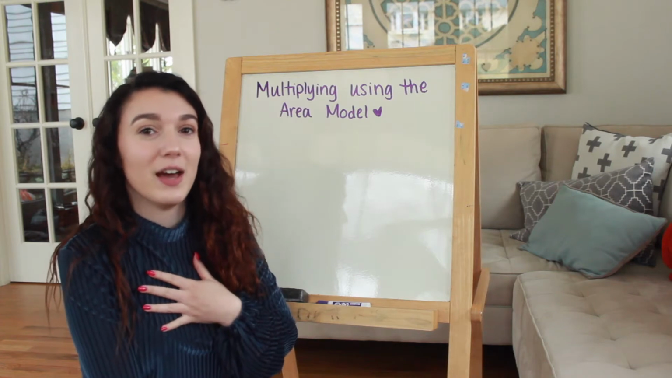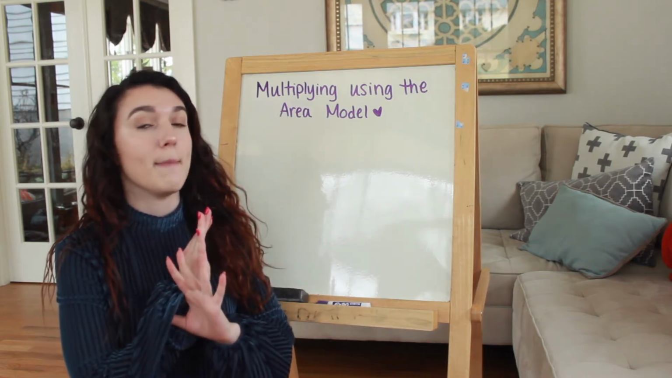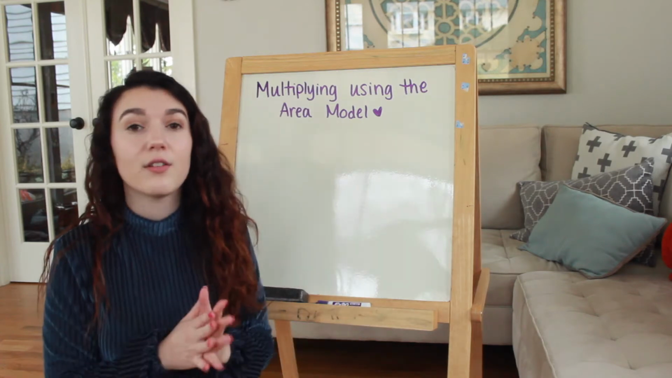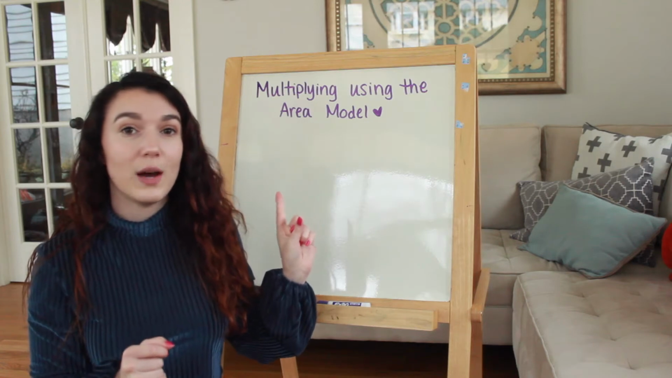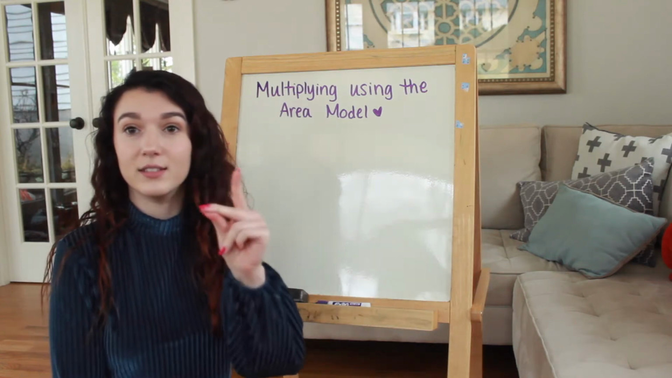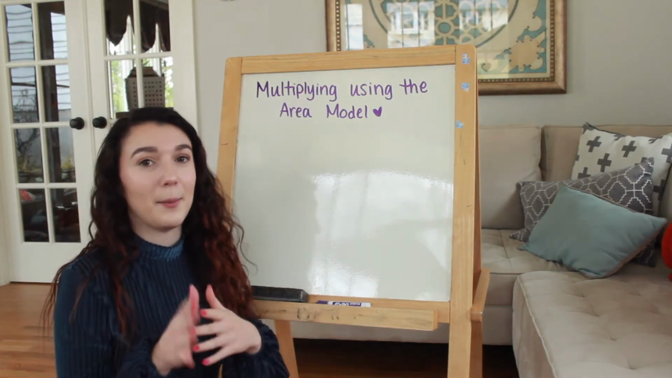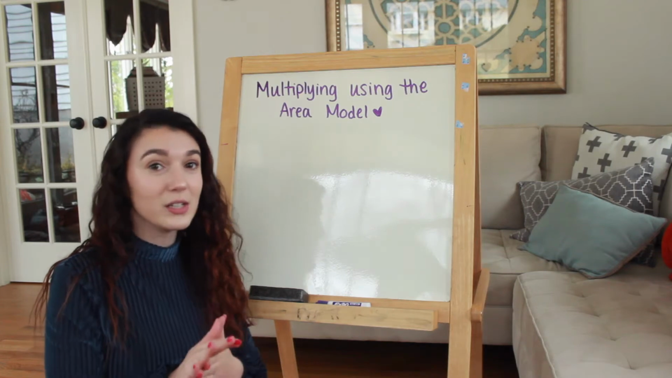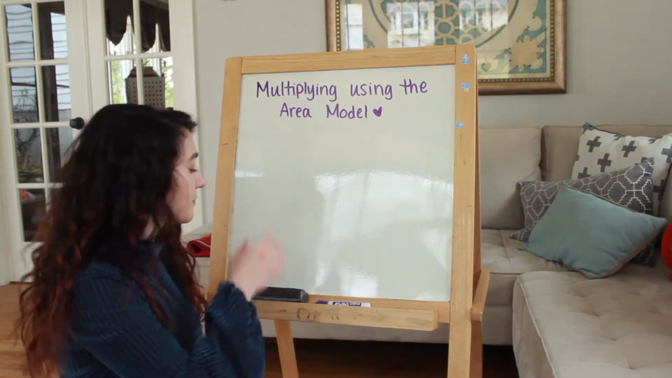My kids know that I'm absolutely obsessed with the area model because I think it makes multiplication make the most sense rather than using the standard algorithm. So I'm going to show you how to use the area model when you're multiplying numbers, and hopefully you can follow along. If you want to pause the video and grab a piece of paper and a pencil, you can do so. If you just want to watch and observe, then do that as well.